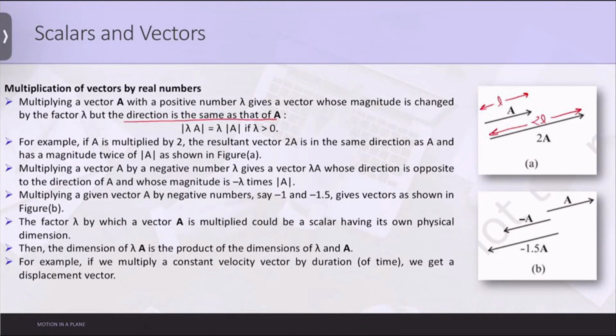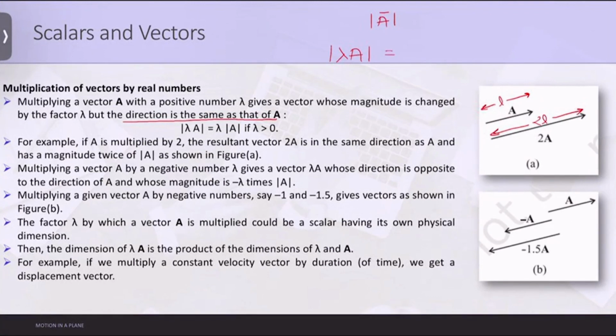So multiplying a vector A with a positive number lambda gives a vector whose magnitude is changed by a factor lambda, but the direction is the same as that of A. Therefore, what can we write? We understood how we wrote magnitudes of vectors. Similarly, the magnitude of lambda A: the magnitude of lambda A is nothing but lambda times the magnitude of A. Just multiply a factor of lambda into the magnitude of your vector A, and you will find the answer.